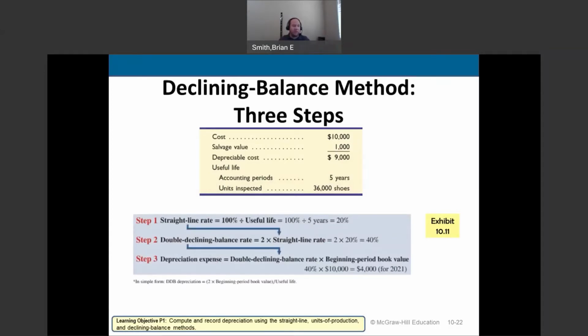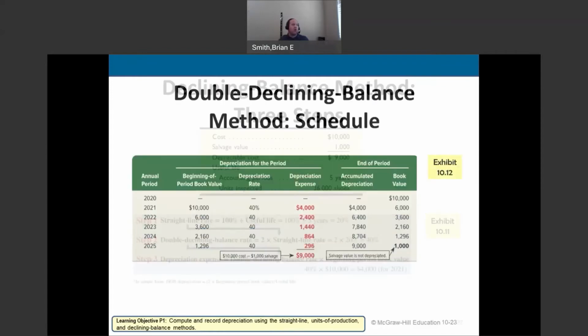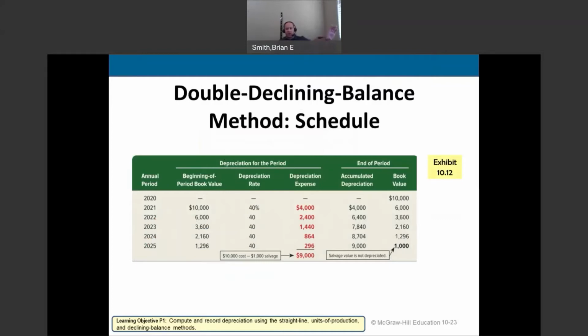And then basically we take the beginning period book value and multiply it by 40%, that double declining balance method. So here we see that in year one, we have $10,000 multiplied by 40%. Notice we do not take out the salvage value. And then our first year, we're going to take $4,000 of depreciation expense. In year two, we're going to take $6,000 because that's 10,000 minus 4, and get $2,400.